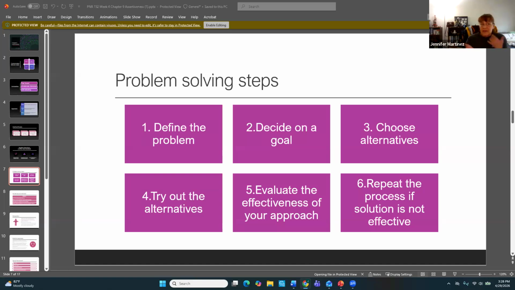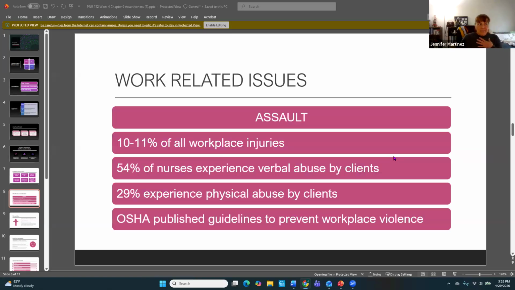And then repeat the process if your solution isn't effective. So go back. I still want to go on that vacation. Maybe 6 months is too short a time. Maybe I need to plan it out for a year. So it's just like the nursing process. It is a step-by-step process that we can use for problem solving. Again, very similar to the nursing process, but everybody uses a problem solving process, so it has obviously been around for a long time.